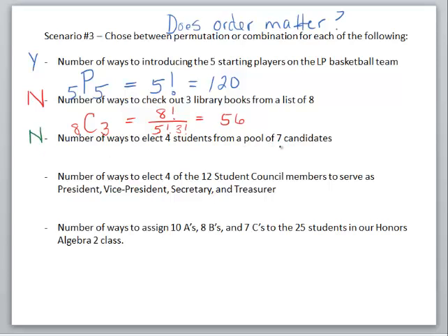It's no because I'm just picking 4 students. They all have the exact same role. I just am grabbing them. So this is going to be 7 choose 4, combinations, and that's going to give me a total of 35.